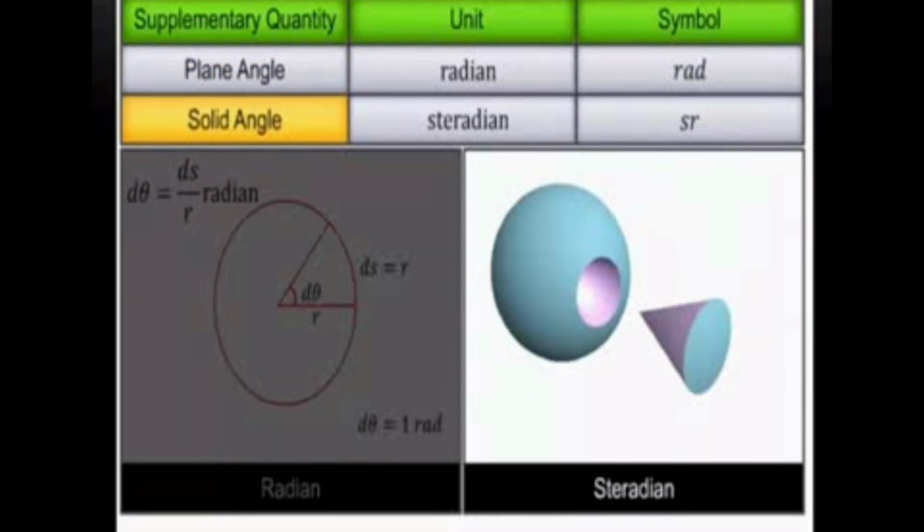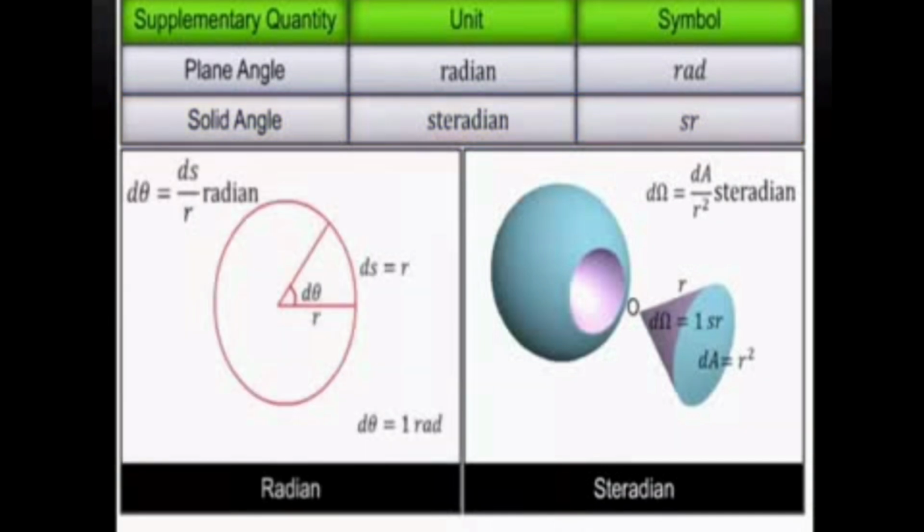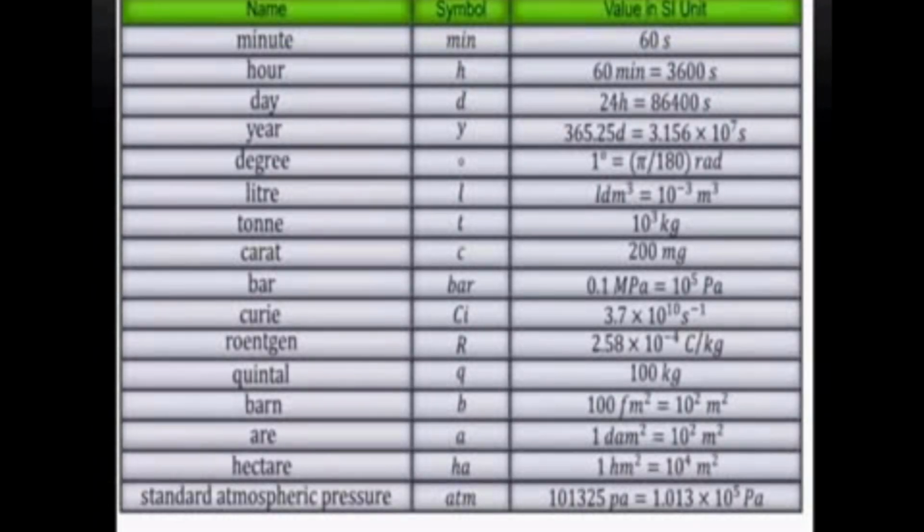The solid angle is a three-dimensional picture. The unit is the steradian, sr. You can take a small area dA. That small solid angle is d omega, with radius r. So d omega equals dA by r squared. That is equal to 1 steradian. These are the important quantities for angles. This one is two-dimensional and this one is three-dimensional. These two are used to measure angles.